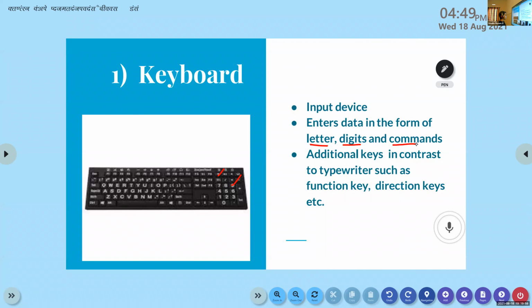So this is all about keyboard. The board which contains keys is known as keyboard, which is an input device. And input device means which is used for entering the data into the computer. Is that clear?